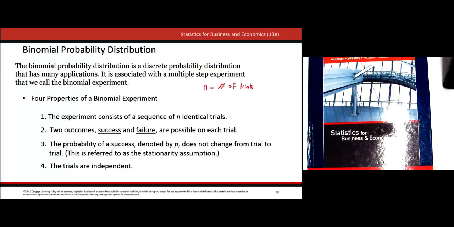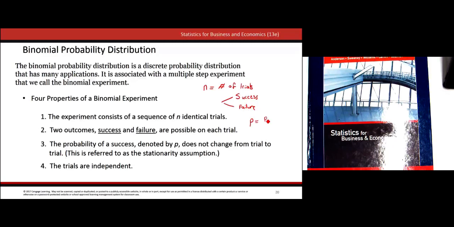We have two outcomes considered as success and failure on each trial. Two outcomes are possible. Success doesn't necessarily mean a good thing. Failure doesn't necessarily mean a bad thing. Success means objects or individuals that possess the desired or specified property. So two outcomes, considered as success and failure on each trial.